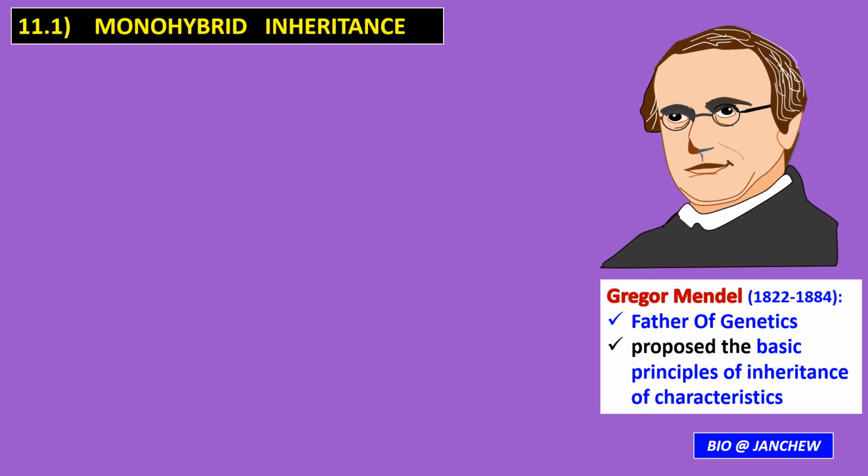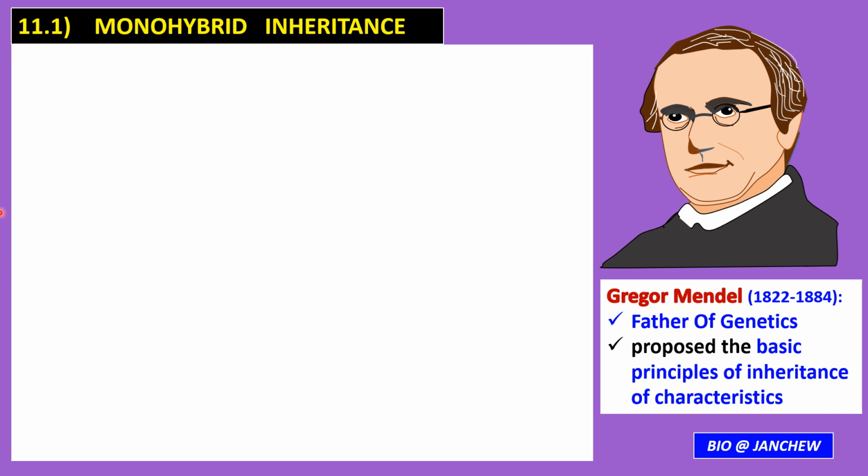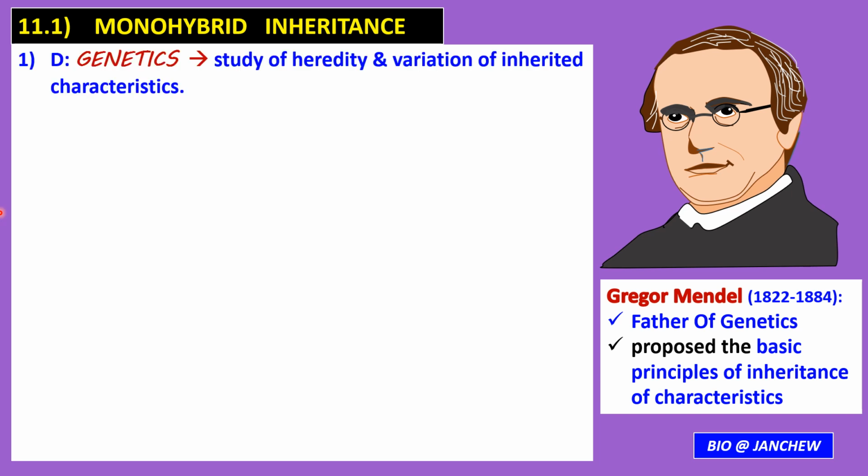So for today, we are going to study subtopic 11.1 on monohybrid inheritance. Firstly, what is the meaning of the term genetics? This term is constantly used, right? And we hear of it quite often. Genetics is actually a very interesting field of study in biology. And it is the study of heredity and variation of inherited characteristics.